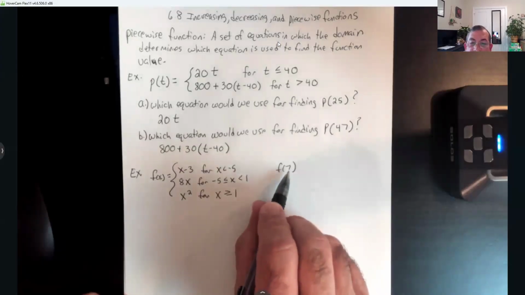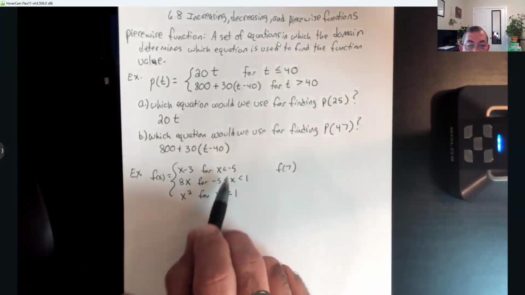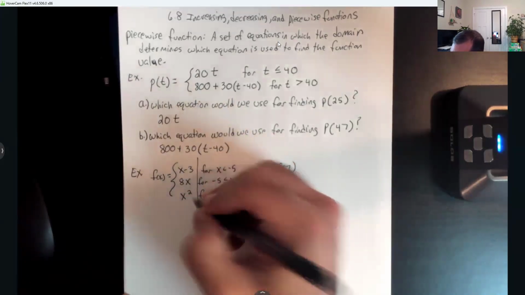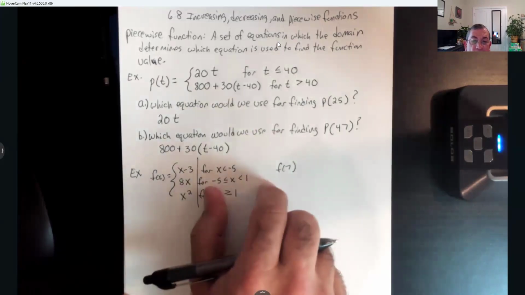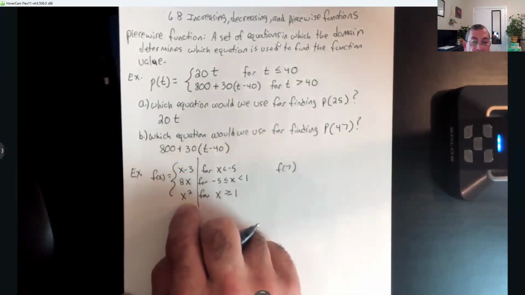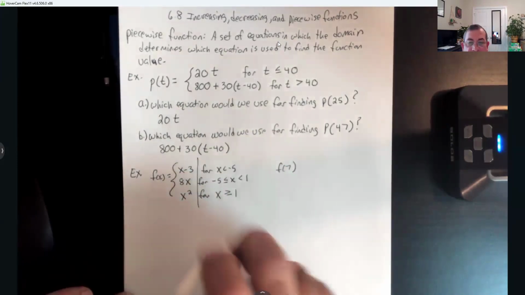Oh, y'all, so remember, f of 7, you got to come over here and figure out where does that 7 fit in these 3 domains we're giving you. Okay, so this stuff on the right side is just for the domain to figure out where your number fits. These 3 are the actual equations. So y'all are starting to say C over there, so let's see.